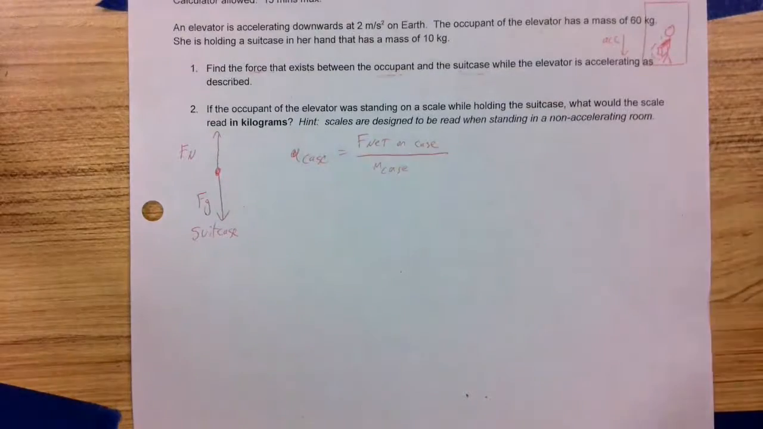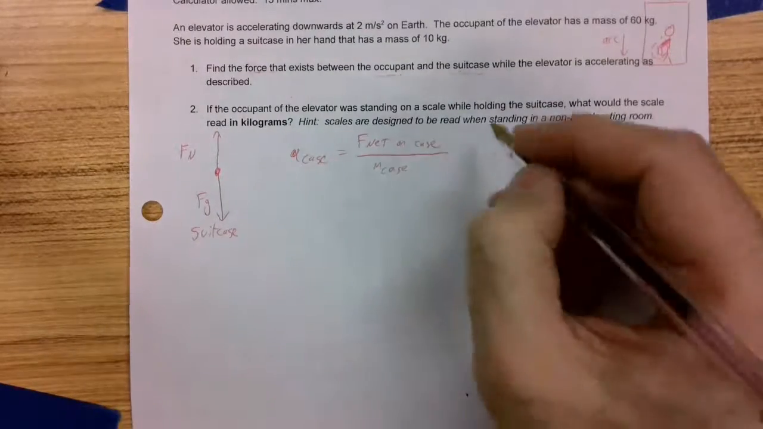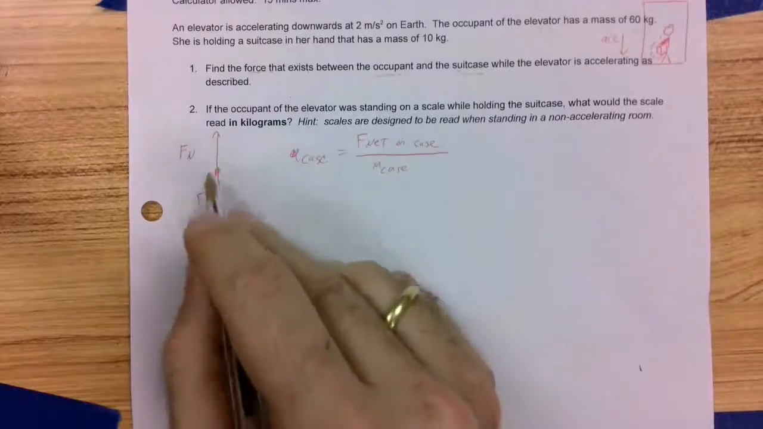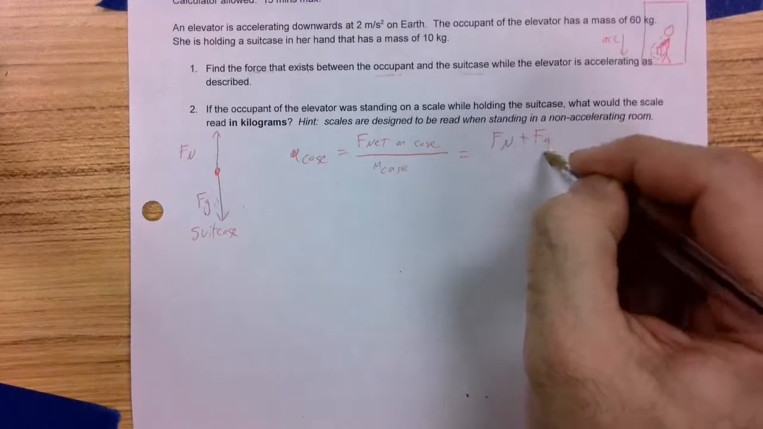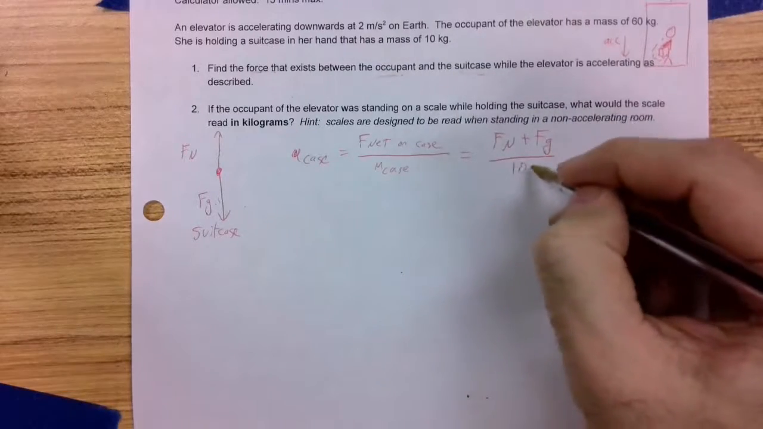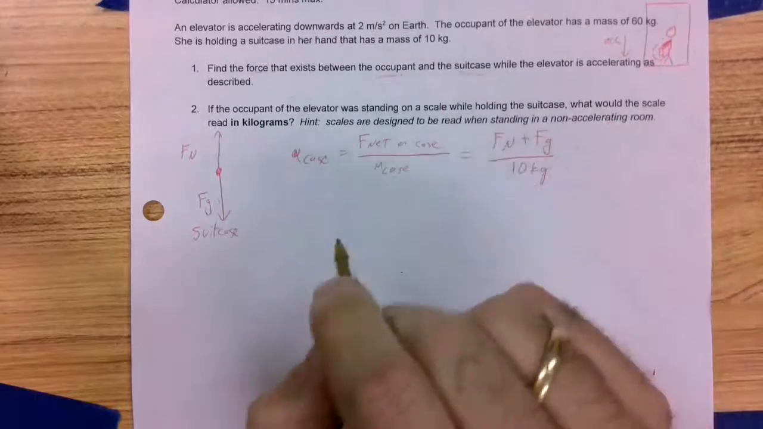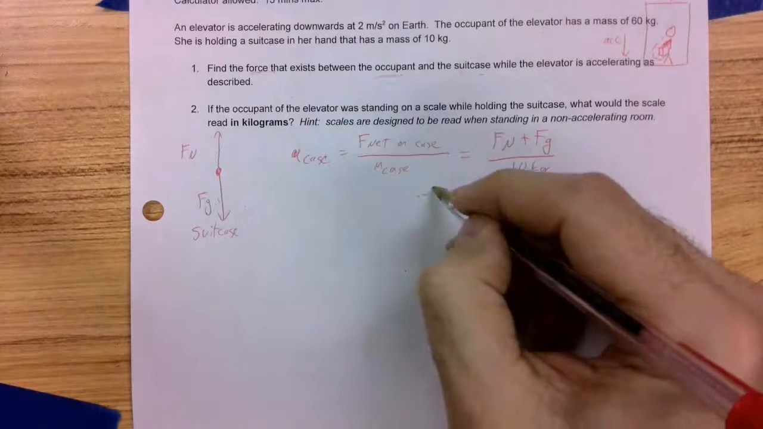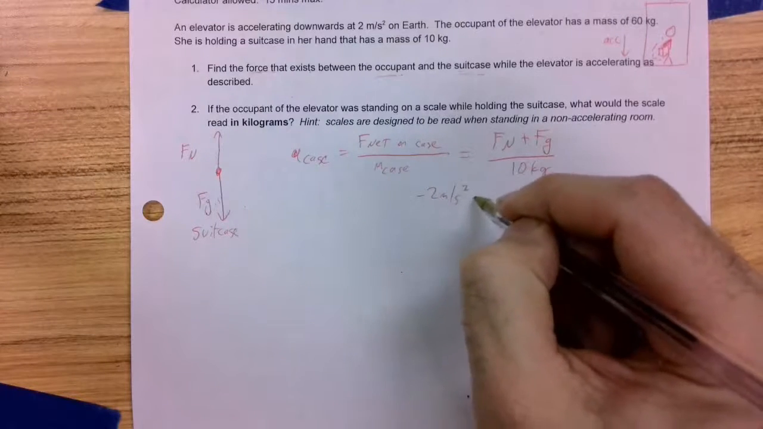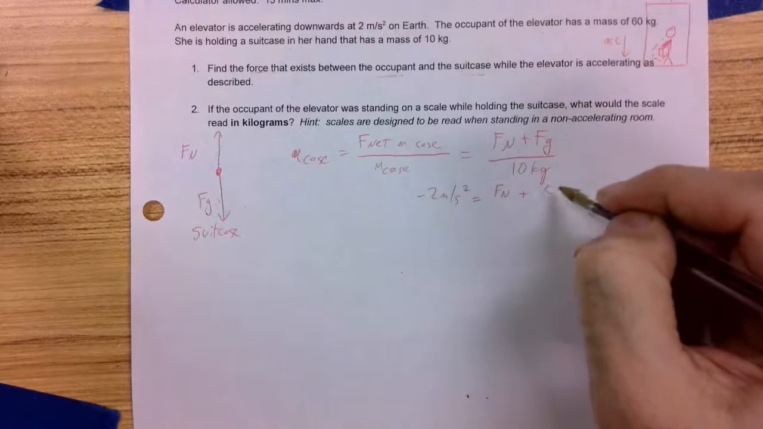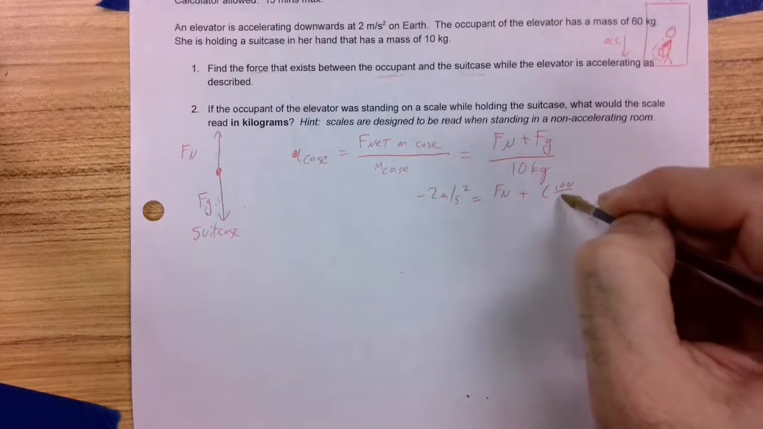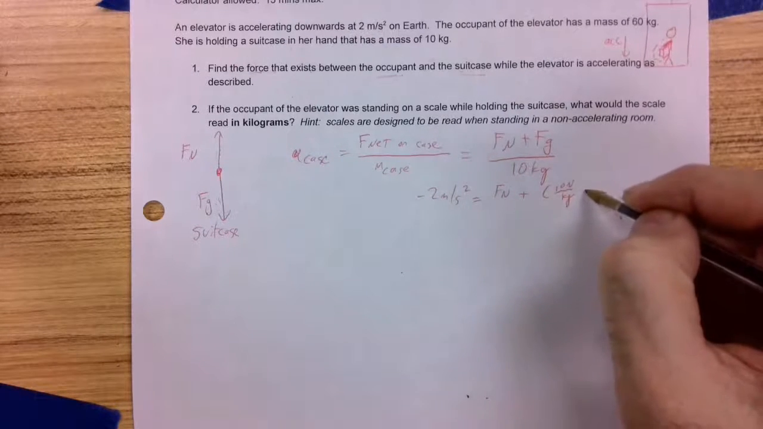I kind of want to make a just in case pun, but I'll spare you. Looks like it's a normal force plus a gravity force. And the mass was given as 10 kilograms. In this case, the acceleration is downwards, so negative 2 meters per second squared. Normal force is unknown, that's what we're trying to learn. 10 newtons per kilogram times the mass of the suitcase.